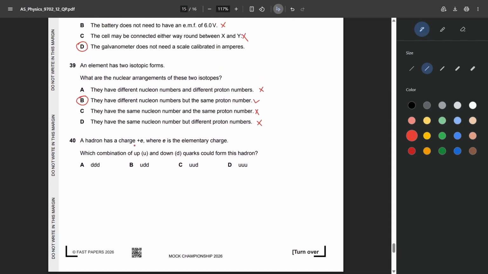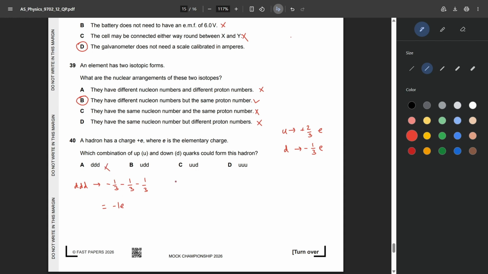A hadron has a charge of plus E, where E is the elementary charge. Which combination of up U and down D quarks could form this hadron? Okay, so an up quark has a charge of plus 2 by 3 E, and a down quark has a charge of minus 1 by 3 E. A DDD combination will have a charge of minus 1 by 3, minus 1 by 3, minus 1 by 3, which is minus 1 E.